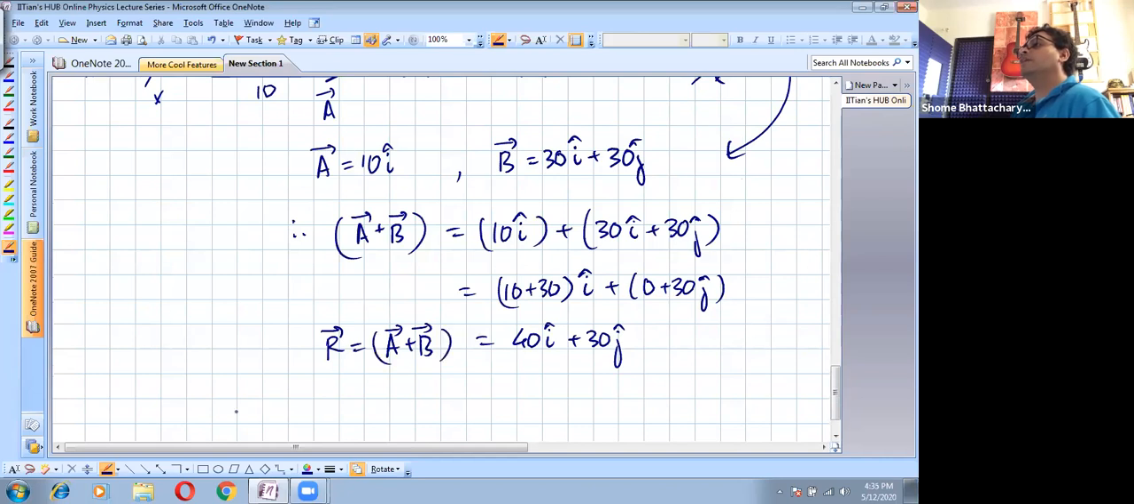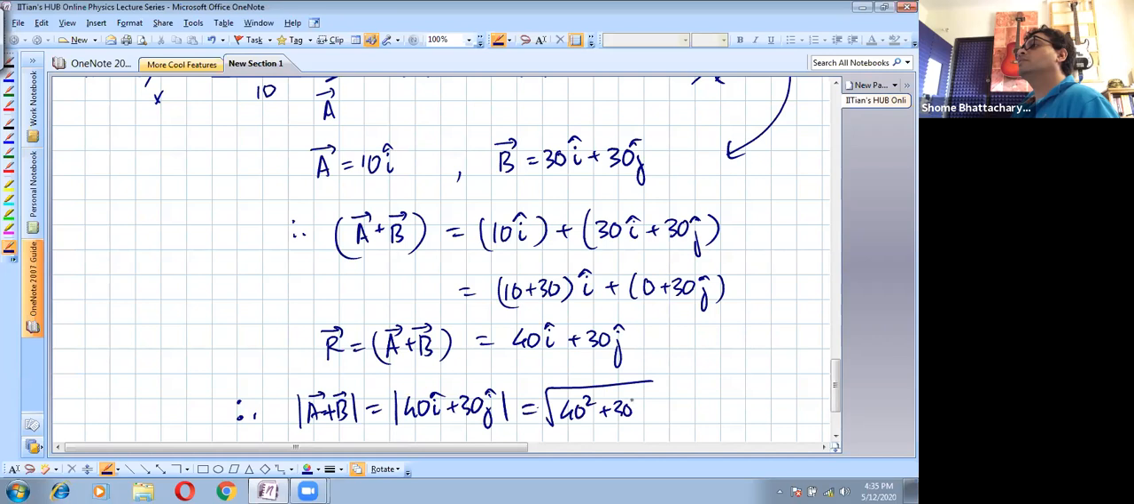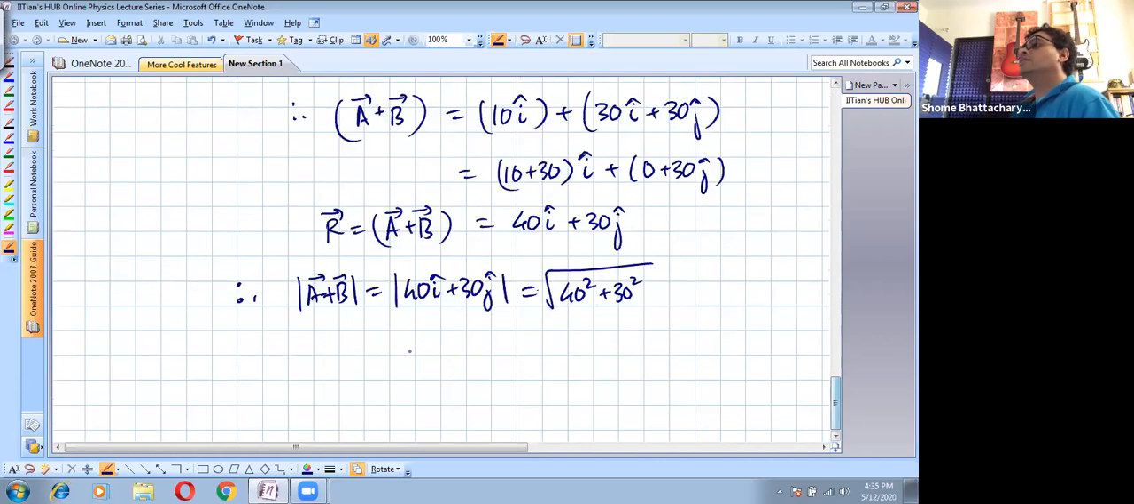Now we wanted to find the magnitude of A plus B. So this is a bit of an indirect method. We want to find the magnitude of this vector 40 i cap plus 30 j cap. For that we know the formula that it is the square root of 40 square plus 30 square. So that is 50. So that's the first part: the magnitude of A plus B.